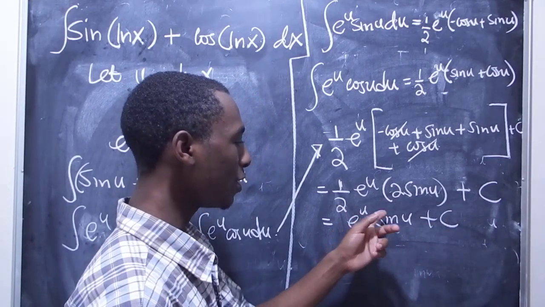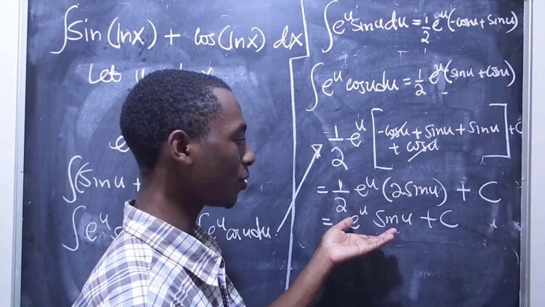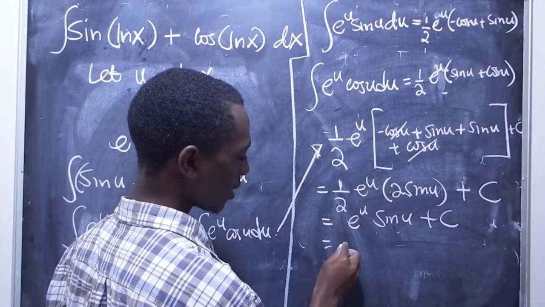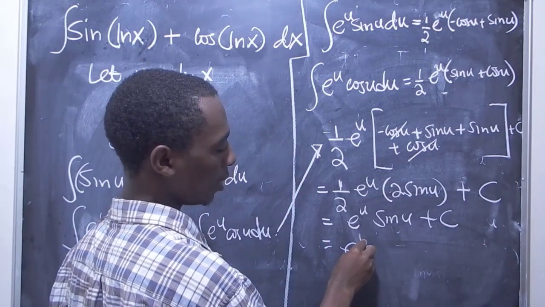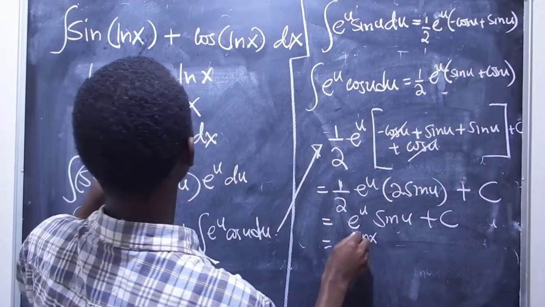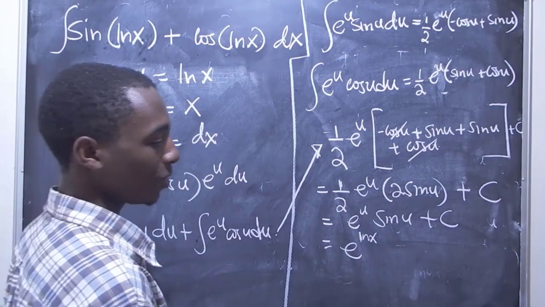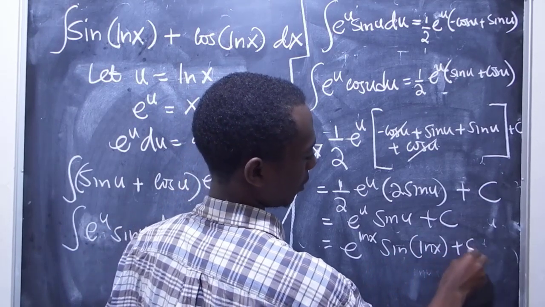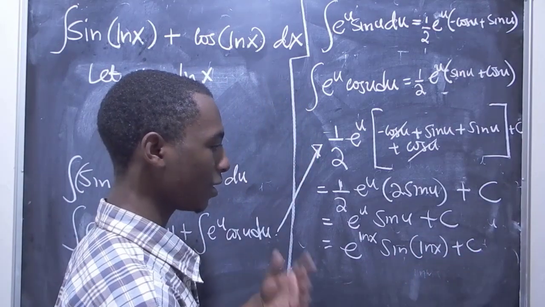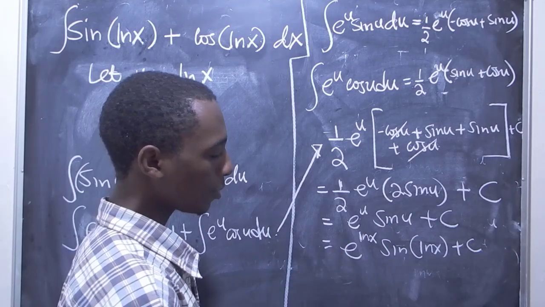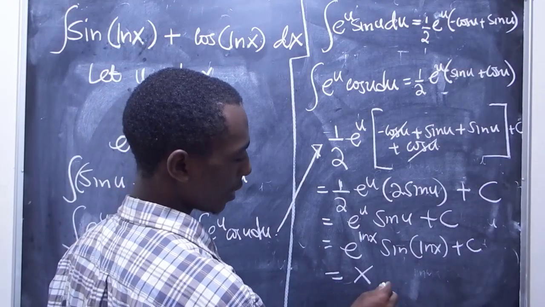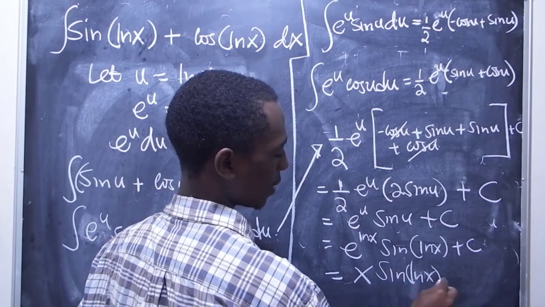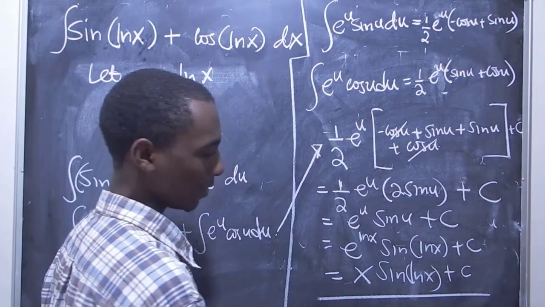But remember, u is just a variable that we changed. In the beginning we had x, so I've got to put back x, so that's e to the natural log of x, because u is natural log of x from here, sine of the natural log of x plus another constant. Then e to the natural log of x is as good as x. So the answer is x sine of the natural log of x plus a constant.